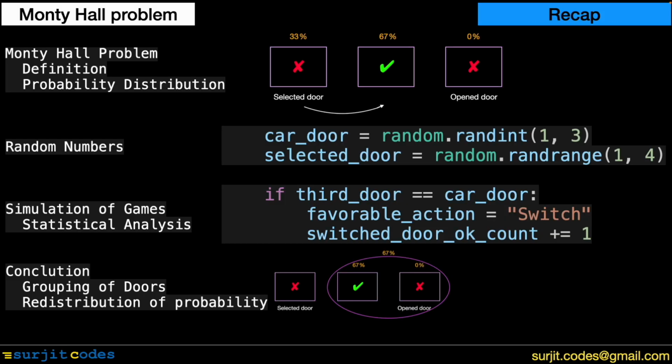In this session, we discussed the Monty problem and the probability of finding the car in the three doors. We then used Python to generate random numbers in different ways and used them to simulate the Monty game. We then performed the statistical analysis of the results of a large number of games. Finally, we concluded that the probability redistribution takes place only amongst the unselected doors.